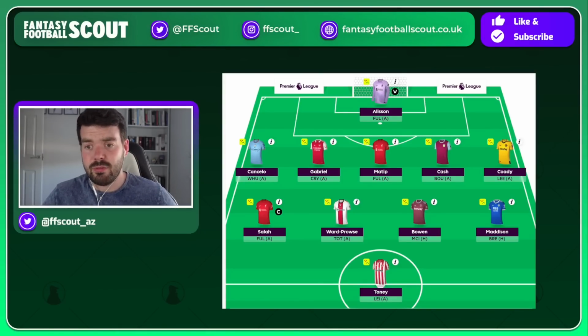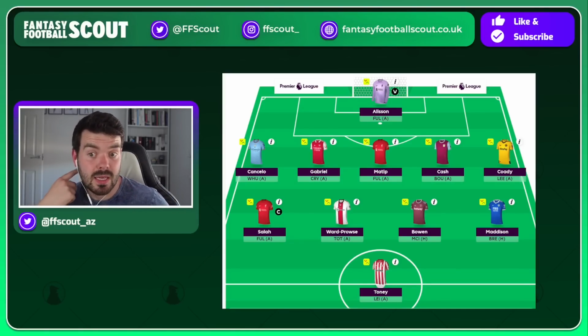And I think that front 5, Salah, Ward-Prowse, Bowen, Maddison, Tony, there's no Man City players there, there's no Spurs players there, but it's a good, solid team. I would expect this team to do well again next season, and I'd expect all of these players to feature highly if we did this kind of experiment next year as well.